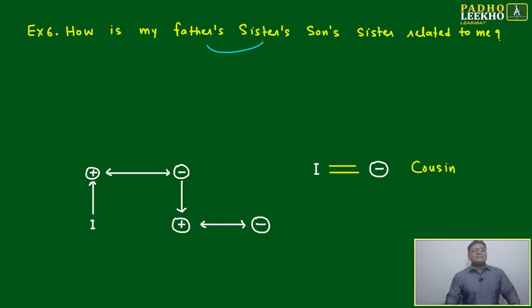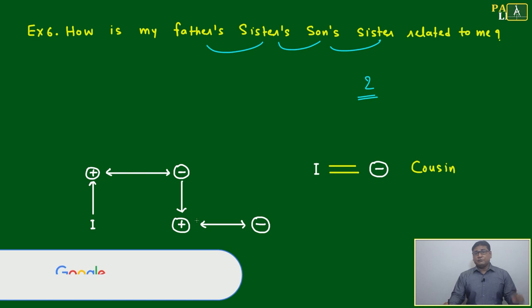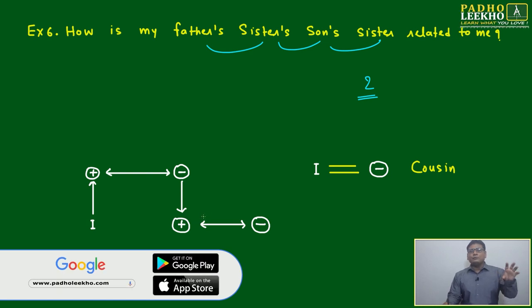How is my father's sister's son's sisters related to me? We are dealing with only two generations. That is very clear. First thing we have to observe: two generations. Based on that, we will make the tree diagram. This is you, or I.